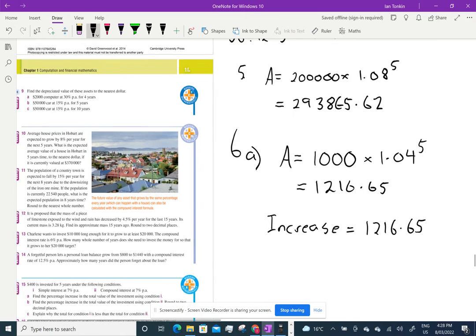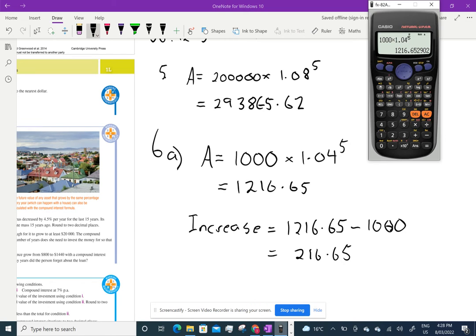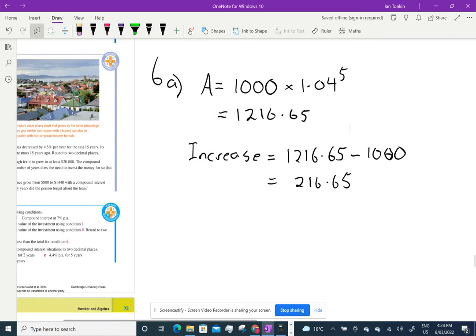1216.65, minus 1,000. Oops, that's a terrible zero. And that's 216.65. I'll just do it on my calculator so you know, 1216.65 minus 1,000. But I need that as a percentage.